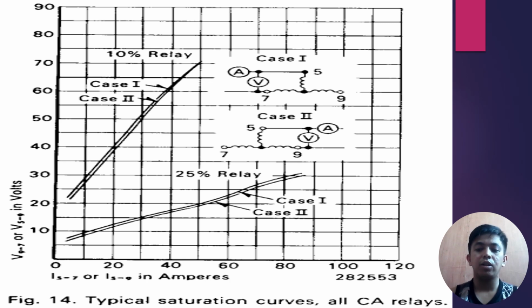Then the 25% relay requires higher current to reach the same voltage levels, indicating its design for higher burden or different applications. For example, imagine a relay used in an industrial setting to protect a transformer. A 10% relay might be used in scenarios where the load is small and precise detection is critical. On the other hand, a 25% relay could handle heavier loads such as large motors.